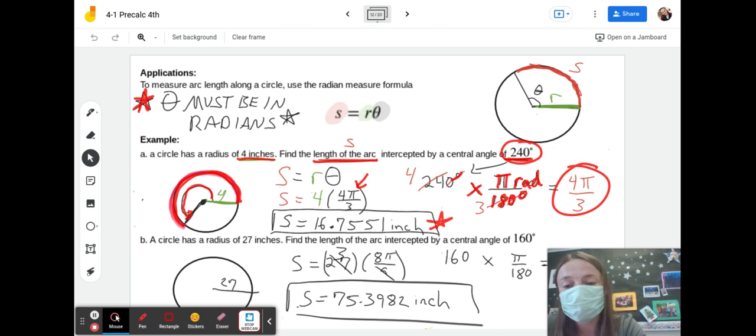The second question is pretty much the exact same thing. You can try it on your own, but the answer is listed below.